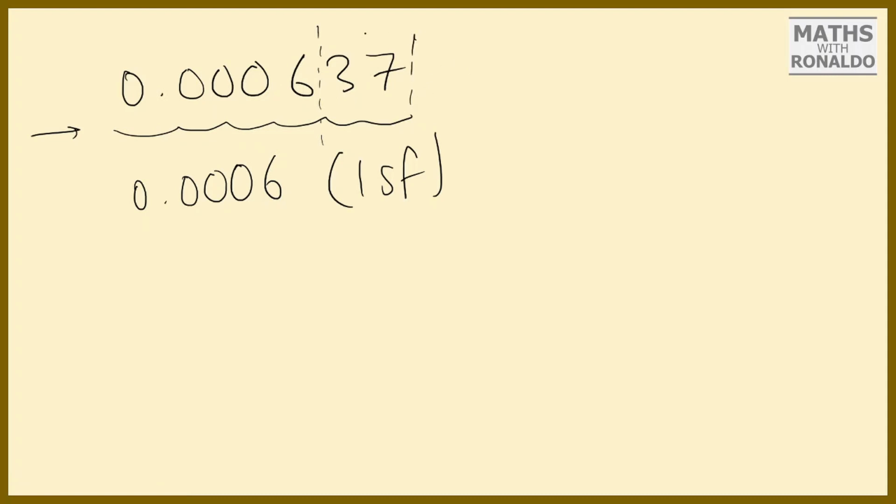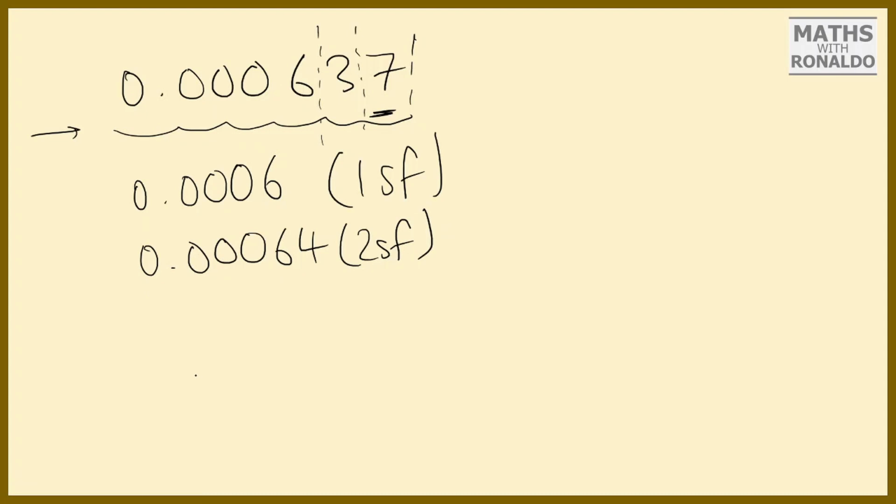If we were to round to 2 significant figures, we would put our dotted line here and we'd look at the 7. The 7 means we round up, so we'd have 0.00064 to 2 significant figures.